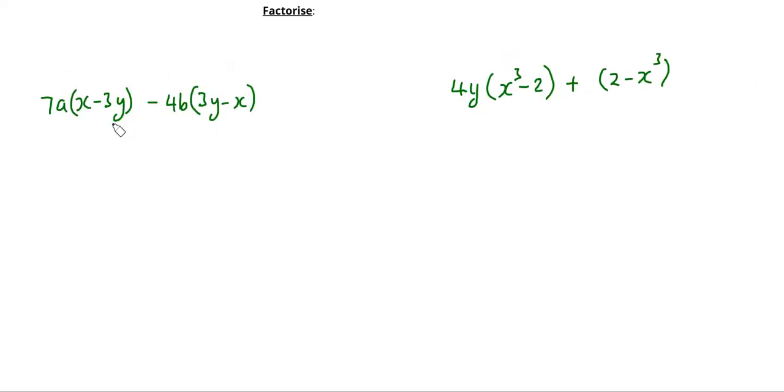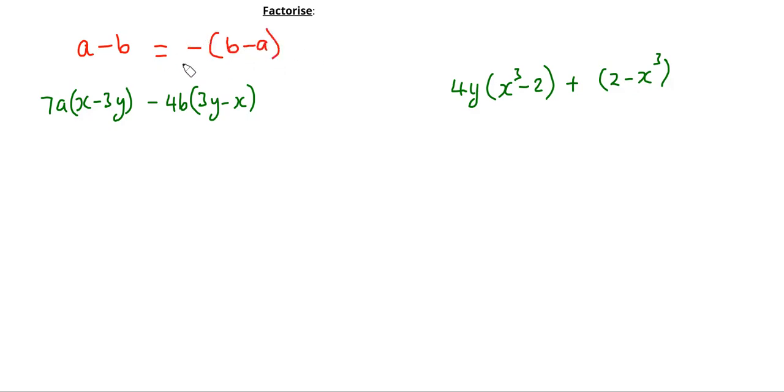Now in this case, there's something different here. 7a(x minus 3y). Then here is the reverse, 3y minus x. So can you see what is happening here? Now I want you to learn something. a minus b is the same as minus (b minus a). Do we see something here?